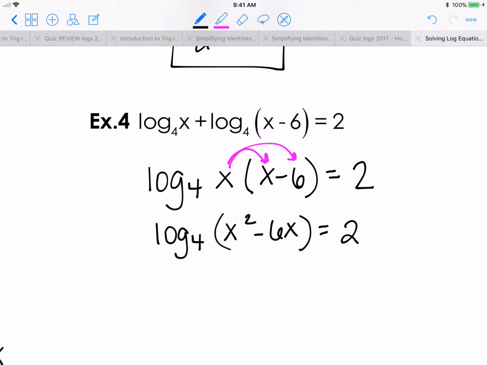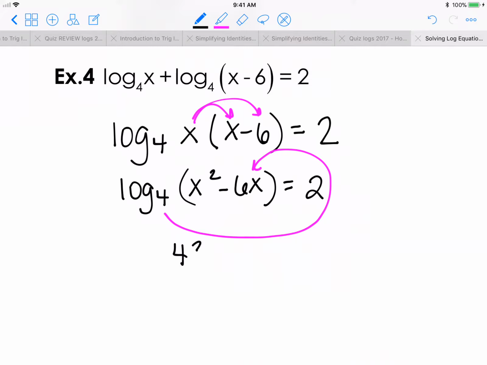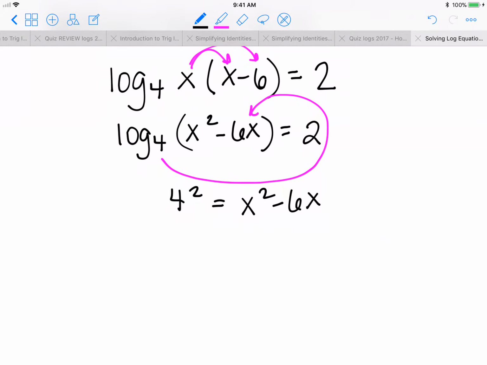So now you have log on one side. So now we can do our roundabout and convert this to exponential form. So we have 4 squared is equal to x squared minus 6x. Well, we can simplify 4 squared into 16 is equal to x squared minus 6x.